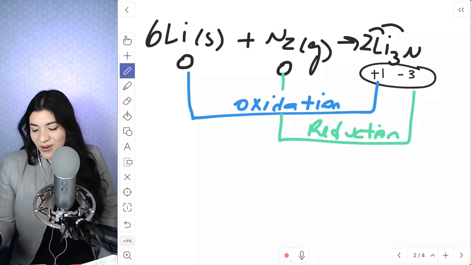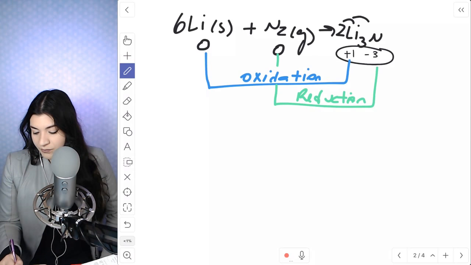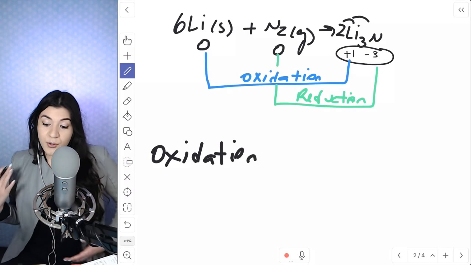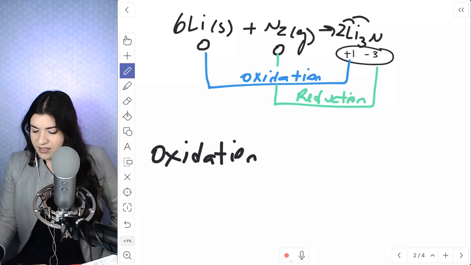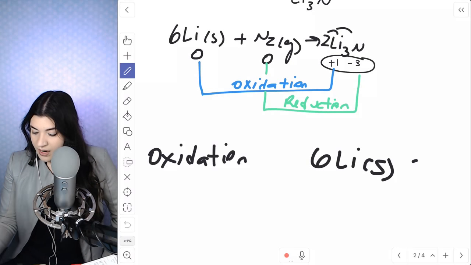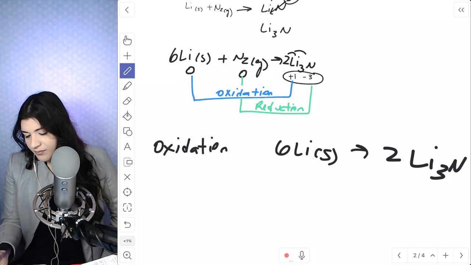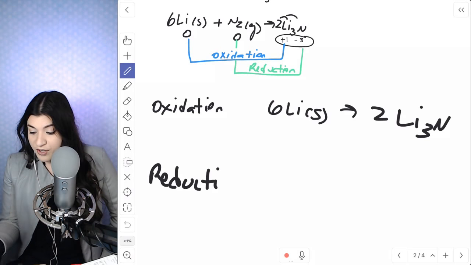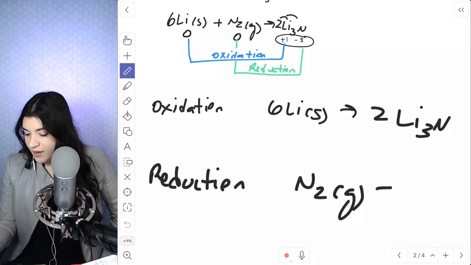Okay, so now going into our half reactions. So with oxidation, I'm just going to look at what is undergoing oxidation, so I know it's that lithium. So I'm going to keep this balanced and put that this is 6 lithium solid. And then I'll say 2 Li lithium nitride. And then I'll also state the other half reaction, so the reduction portion of this, N2 in its gas state, and then this would be 2 lithium and then nitride.